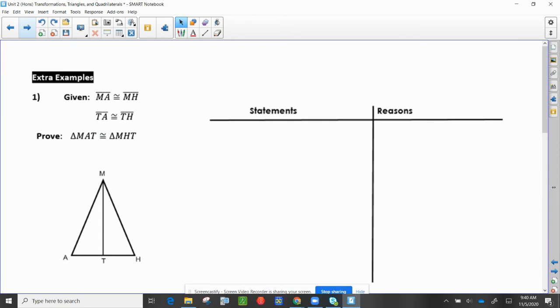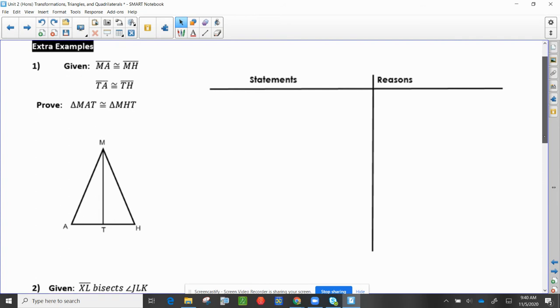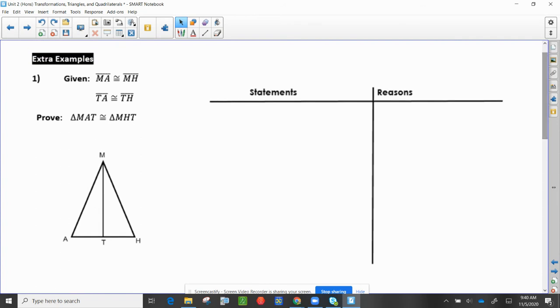Okay, let's look at this proof here. This one is not from your book. I just kind of used this one. We have that MA is congruent to MH. So let's mark this. We have MA is congruent to MH. We are also told that TA is congruent to TH. And then we also have our assumed reflexive property here. So looking at my picture, which congruence criteria do you think we're going to actually use in our proof?